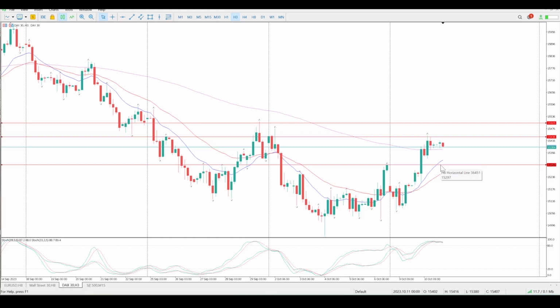This is where I would expect us to find some support. That's at 15,297. Can probably round that off to 15,300. I think there is structure here as well, 15,323. So 15,300 is what you're looking for, this little zone. If we can pull back into this fine support, then we're looking for an opportunity to the upside.